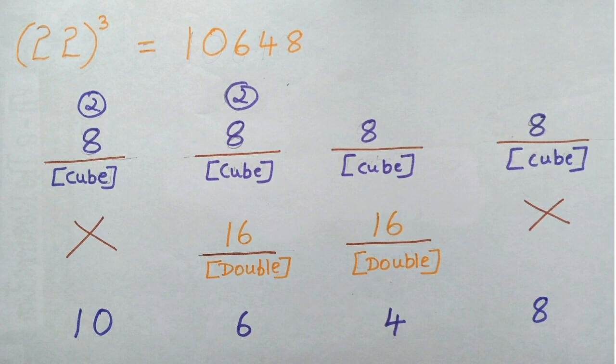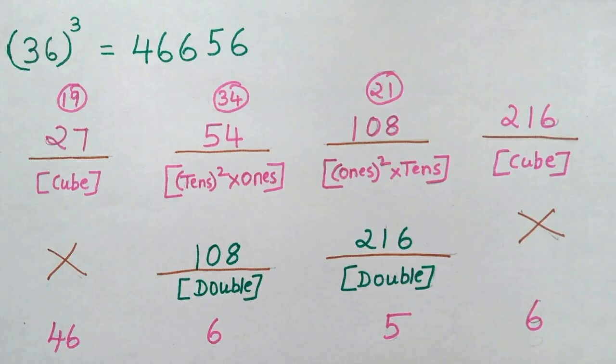I am going to double the number. What is double of 8? 16. Again, what is double of 8? 16. And then simply I am going to add the numbers. See, 8 plus 16, that is 24. So 4 I wrote down and 2 carry forward. Again 2 plus 8, 10. 10 plus 16, 26. So 6 I wrote down and 2 carry forward. 2 plus 8, 10. See, I got 10648.